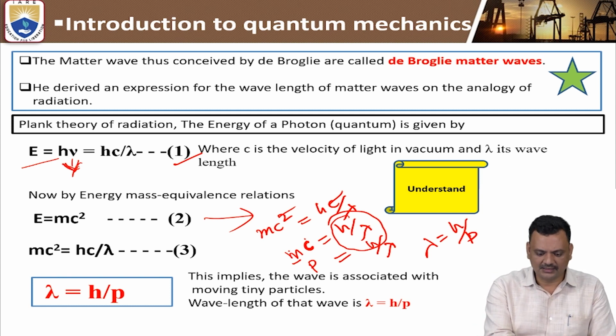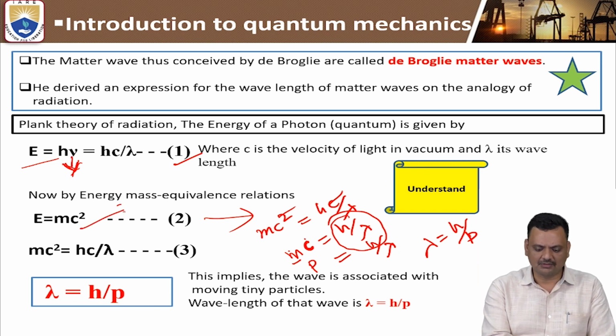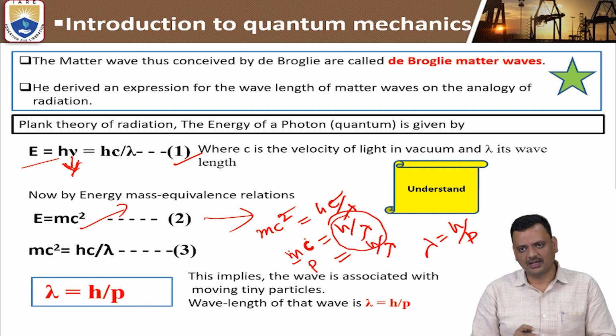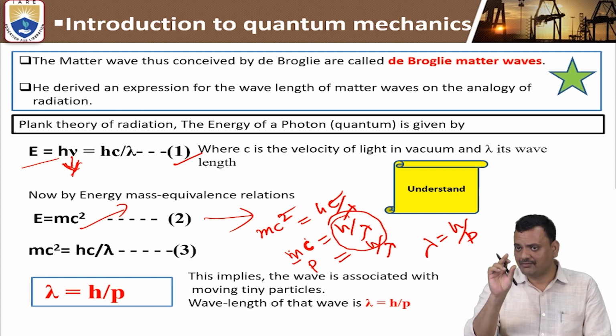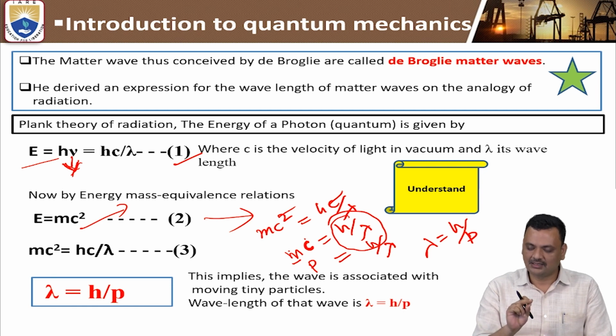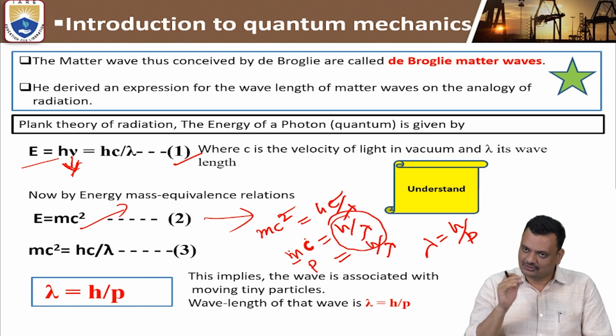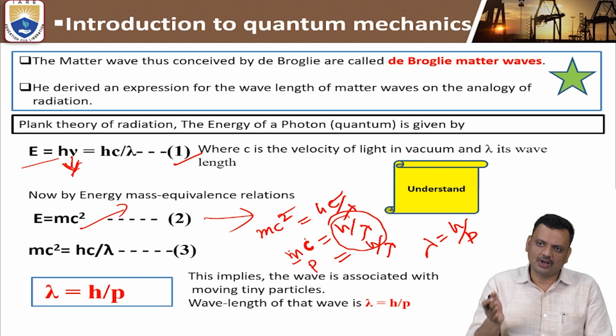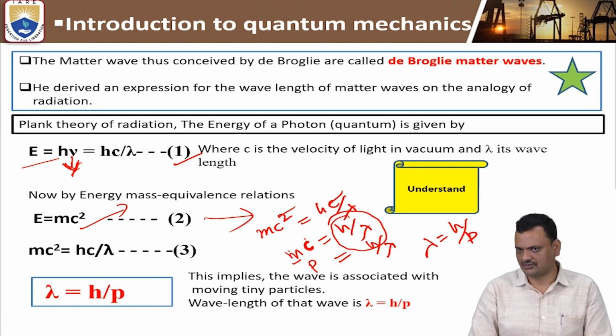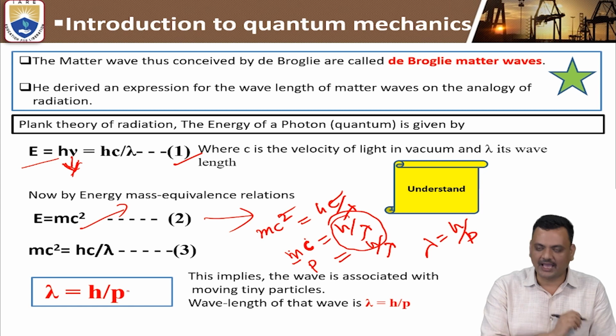Okay. This is the formula given by Maxwell. This is the formula given by Einstein. So with the help of these two formulas, Louis de Broglie proposed the formula for the wavelength of matter wave. Actually, this is the wavelength formula for the wave associated with a photon. What he tried to say is that the same formula will be applicable for matter wave also. So lambda is equal to h upon p.